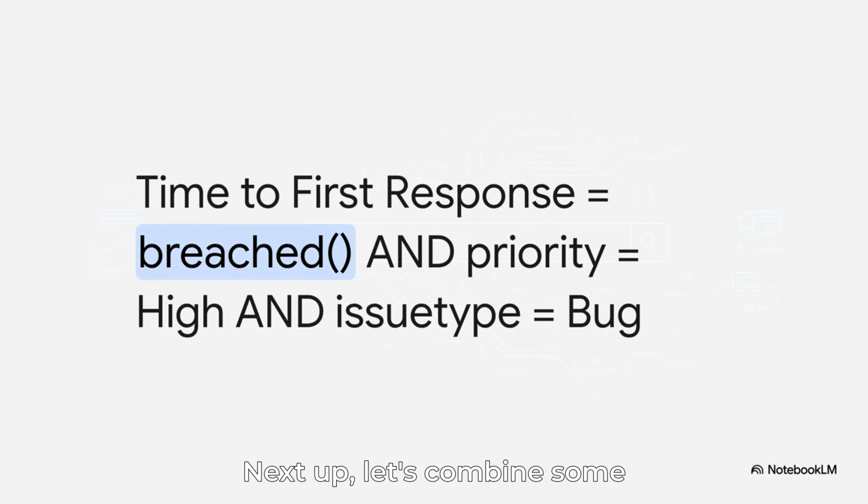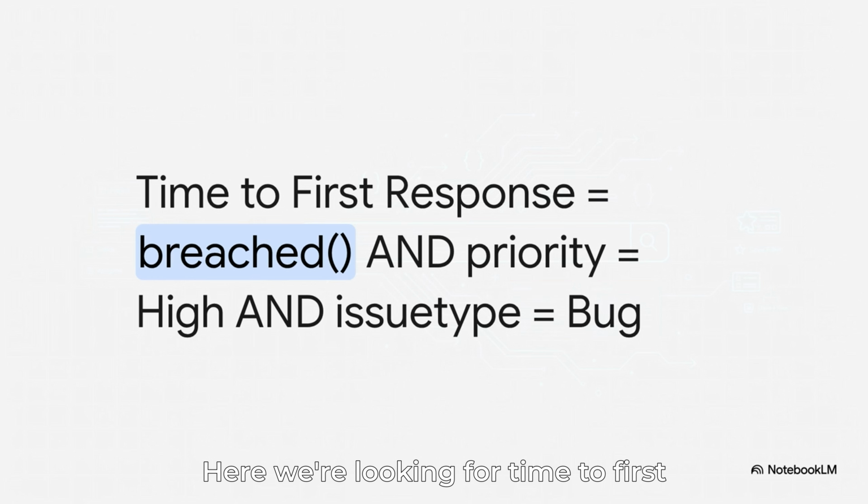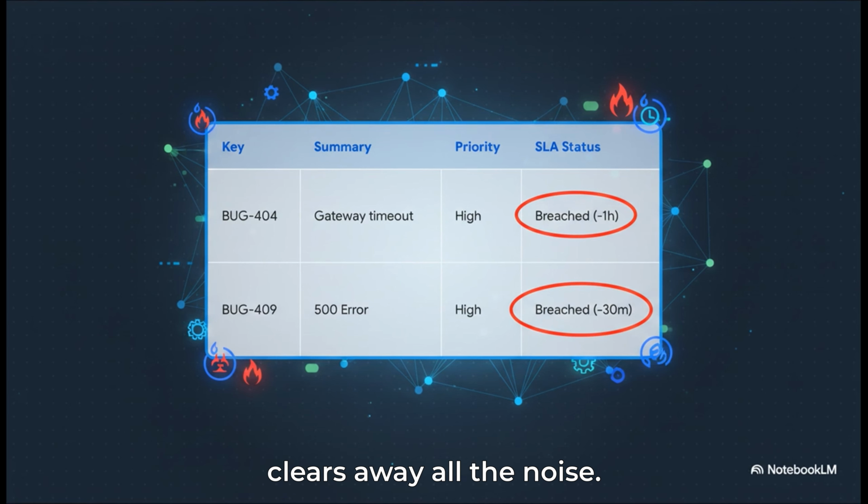Next up, let's combine some operators to tackle 2 huge things at once: overdue SLAs and high-priority bugs. Here we're looking for time to first response equals breached, combined with high-priority bugs. If your team is using Jira Service Management, I can't stress this enough, the breached function is a total lifesaver. It dynamically pinpoints any tickets that have missed their time-based SLA targets. Instantly, Jira clears away all the noise.